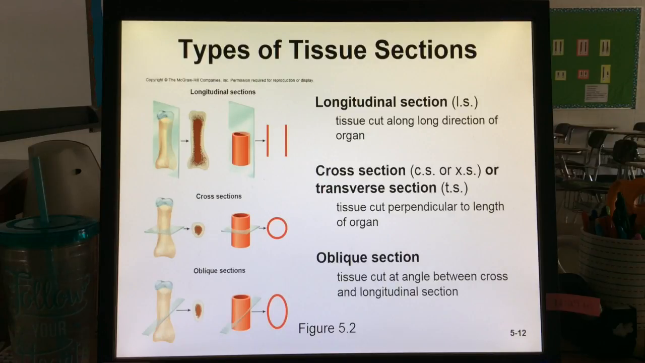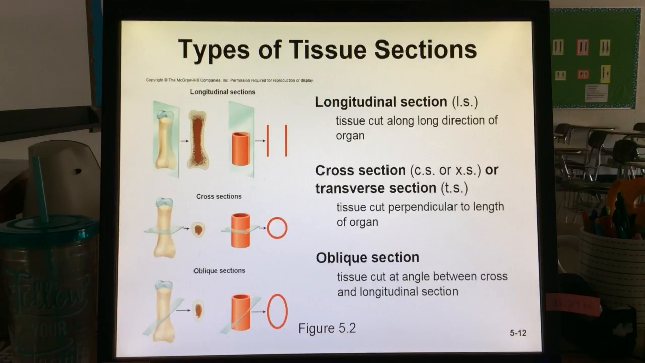Okay, this is showing you a little bit closer, if you were looking at a bone or a blood vessel, what the longitudinal section would mean. It's cut along the long direction of the organ. We'll see this when we look at bones. When we look at skin, we'll see this.